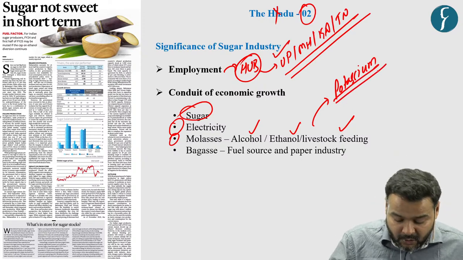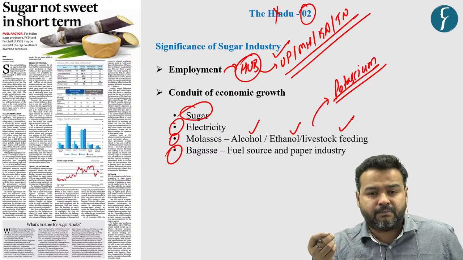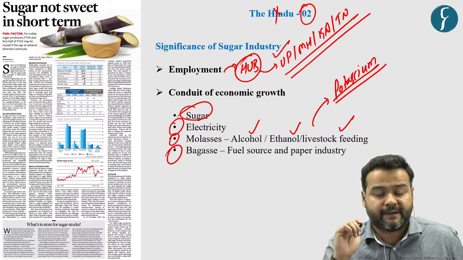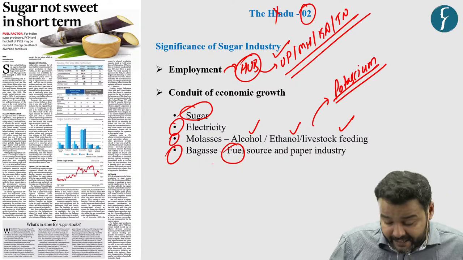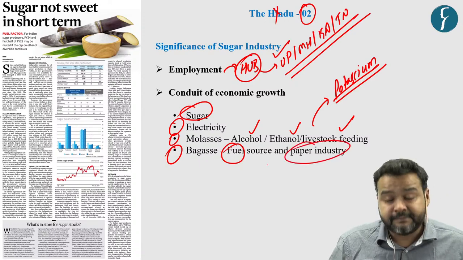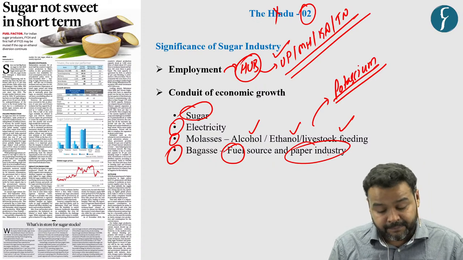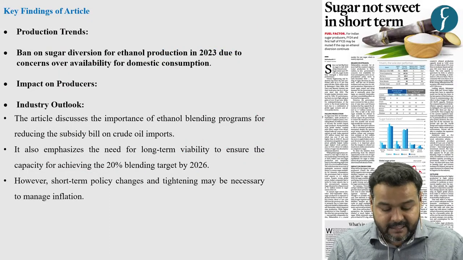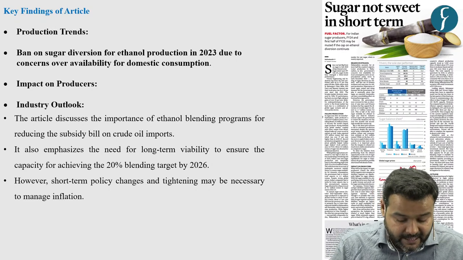Thirdly, the bagasse. What is bagasse? The pulp which remains after the extraction of juice from sugarcane. It has its own value. It acts as a fuel. It acts as a very important ingredient, providing pulp in the paper industry. So these are the significance of the sugar industry. Now let us discuss what the key findings of this article are.